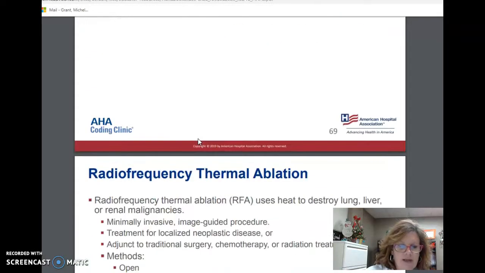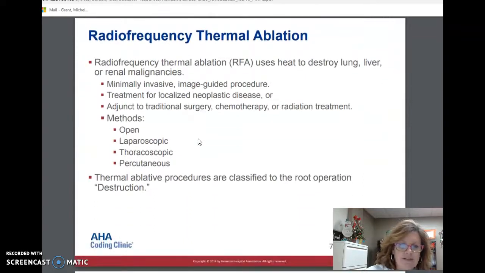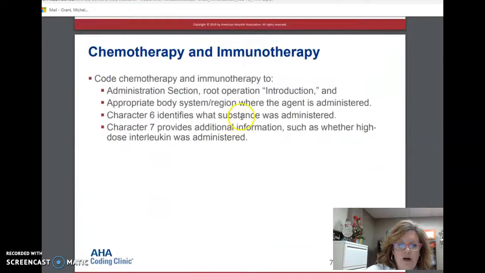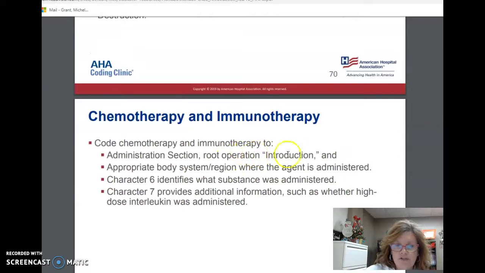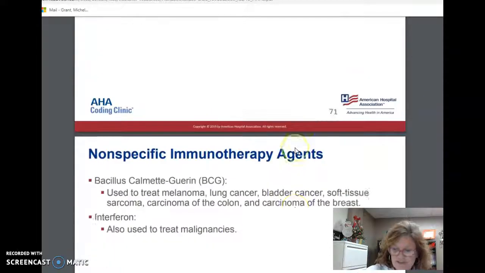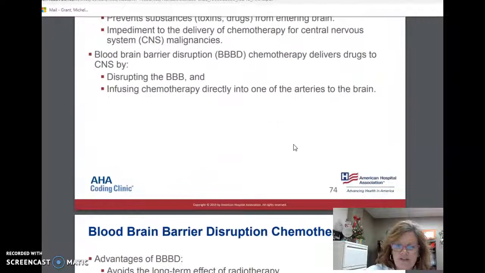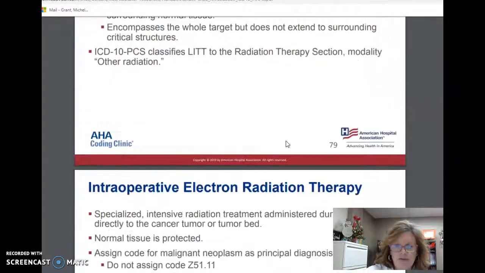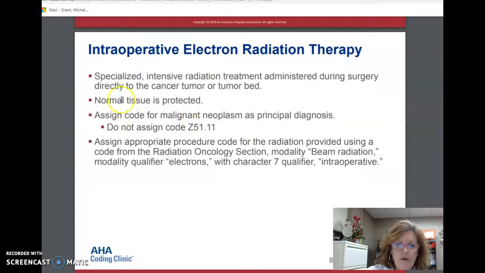You know, now we're getting to the procedure. We have excision. Chemotherapy is going to be a big one here. Character 6 is going to identify what substance was administered. Character 7, additional information. Keep in mind that our root operation is introduction. So just really go through the book for this section. I think you'll be fine. If anybody has any questions, just make sure you contact me for the neoplasm.